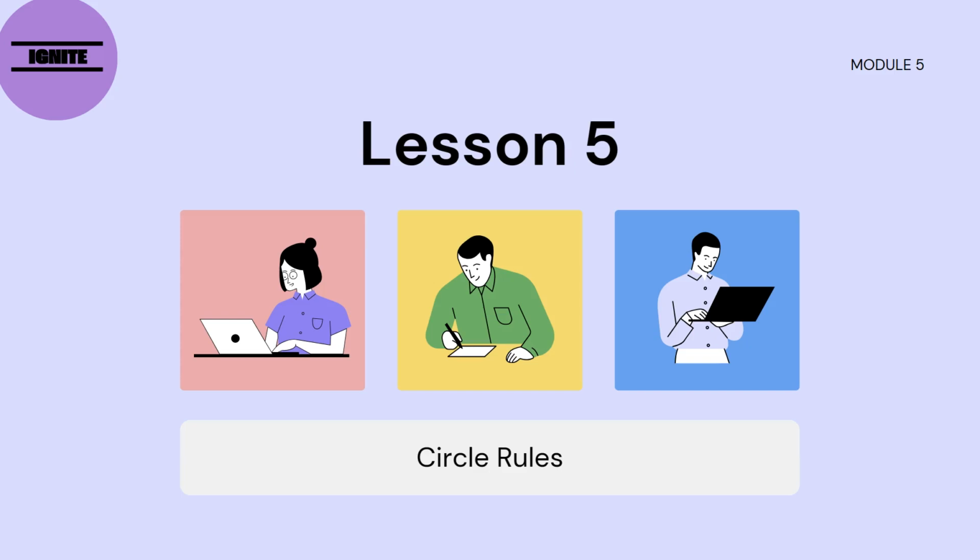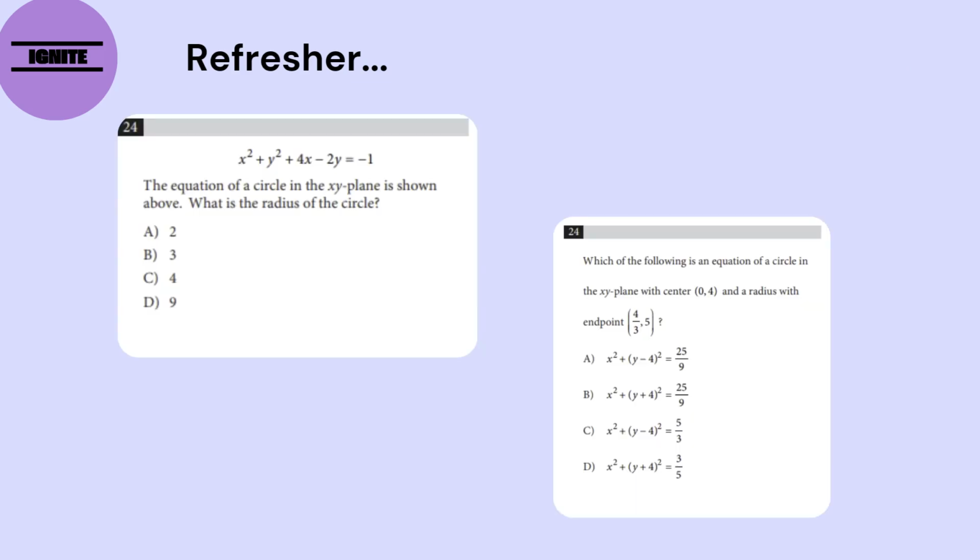Today we'll be covering Lesson 5 of Module 5, Circle Rules. Now, just as a quick refresher, what are these circle rules questions? They're going to look a little something like these questions. And a really good way to identify them, which I think is kind of obvious, is seeing the word circle specifically. These questions will always mention the word circle or have a circle explicitly drawn.